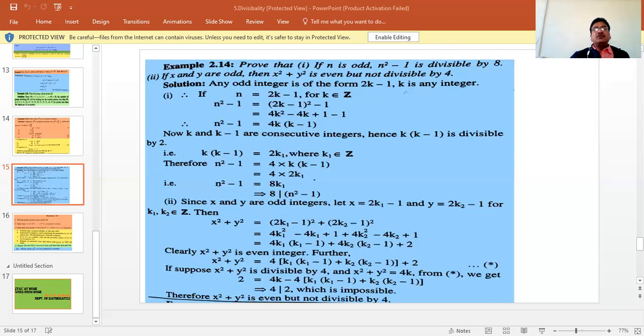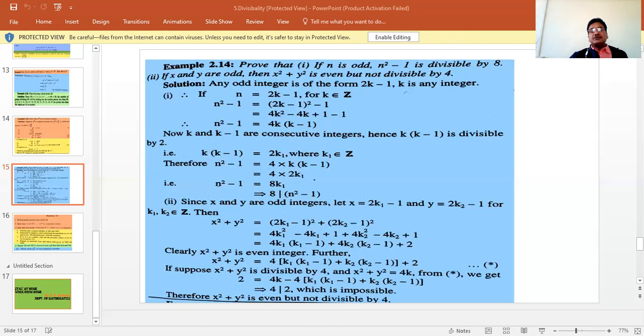Okay, so first we have to show x squared plus y squared is even. So take x squared plus y squared, write the value of x as 2k1 minus 1 and the value of y as 2k2 minus 1, and square them. The plus 1 and plus 1 become plus 2. If we take 2 common from these three terms, then we have 2 in bracket 2k1 times k1 minus 1, plus 2k2 times k2 minus 1, plus 1.